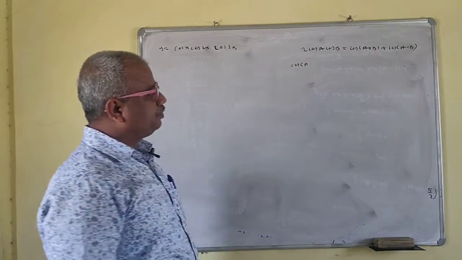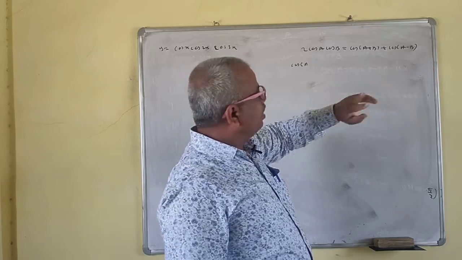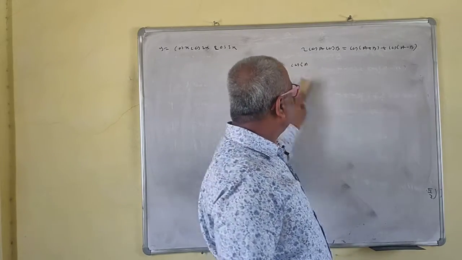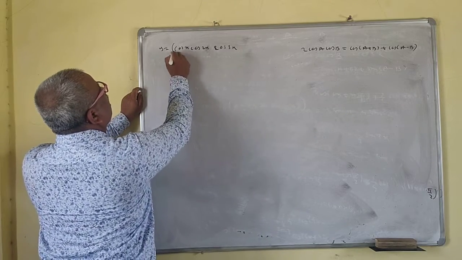Is it correct? So what is the formula for cos a plus b? Cos a cos b minus sin a sin b. Okay, so this is correct now. So 2 is not there, so we can write 1. We can correct this 2 first.